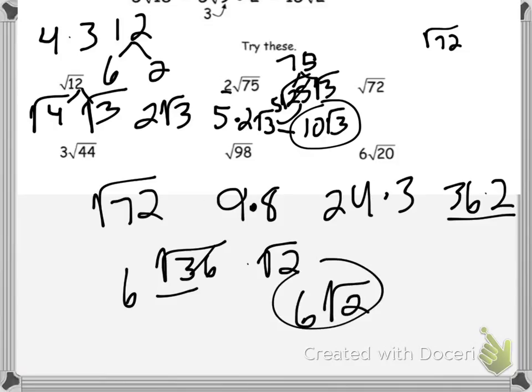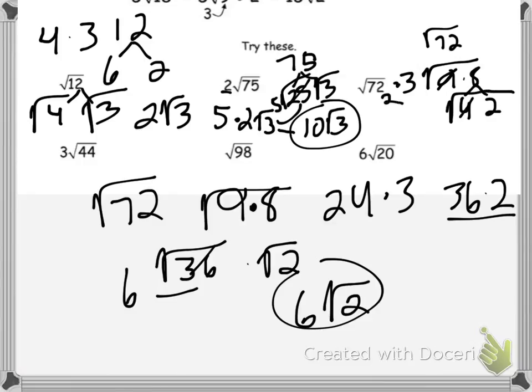Now we could have used 9 and 8. 9 is a perfect square. So if we look right there, we got the square root of 9 times 8. Square root of 9 is 3. And then 8 would be 4 times 2. Notice that 4 is also a perfect square. So the square root of 4 is 2. 3 times 2 is 6 on the square root of 2. Same answer, two different methods. Try the last three.